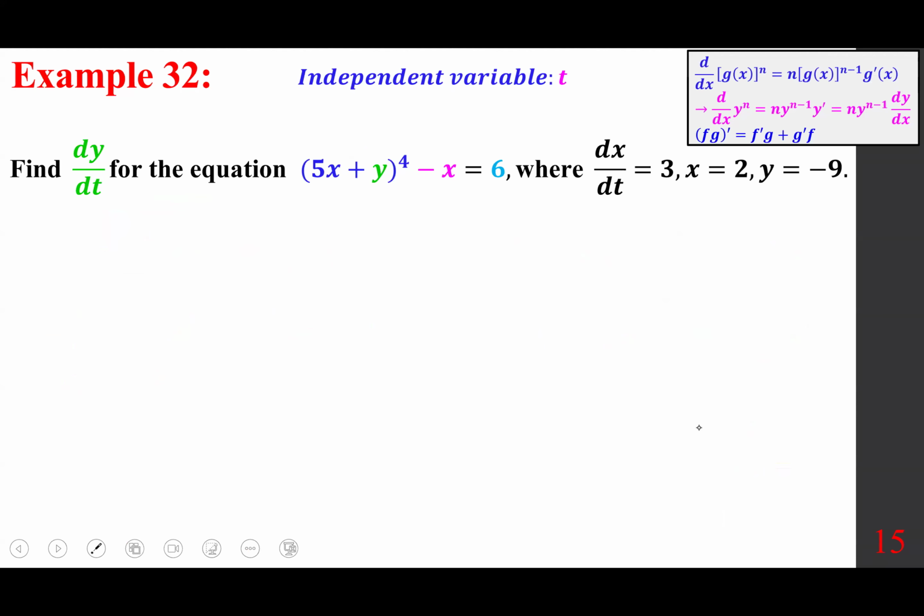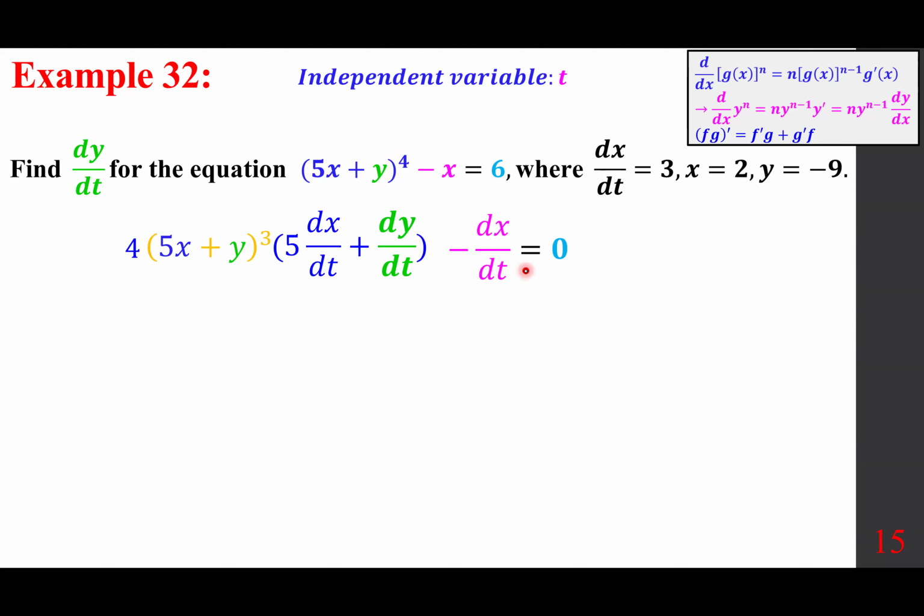Again, t is the independent variable because we're looking for dy/dt. 5x plus y to the power 4 minus x equals 6, dx/dt, x and y are given. So we start with differentiation. This is going to use the extended power rule, so we're going to start with 4, then same thing, cubed. Now, times the derivative of the inside, we are looking at g prime of x at this point. So 5 dx/dt plus dy/dt. Now, minus x gives us minus dx/dt, and any number including 6 gives us 0.